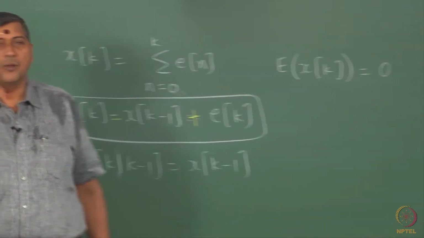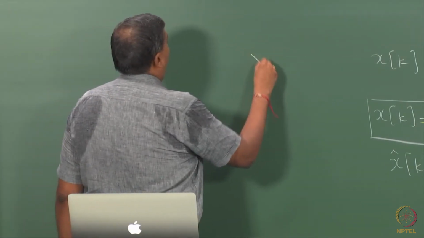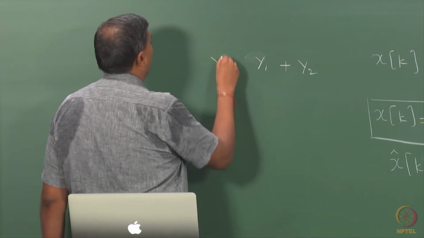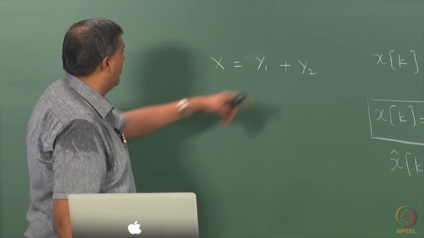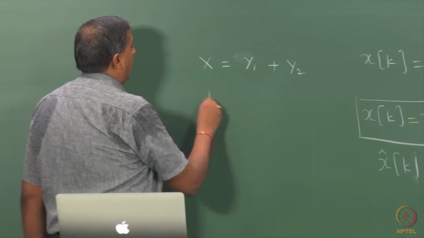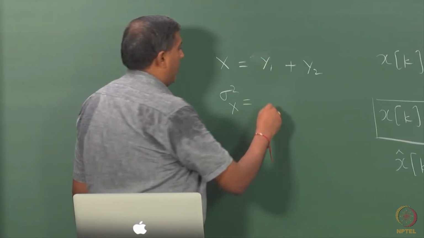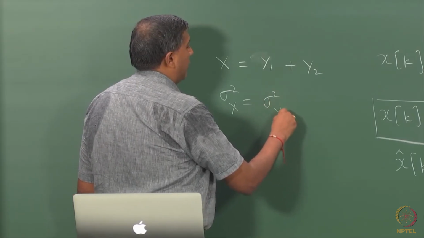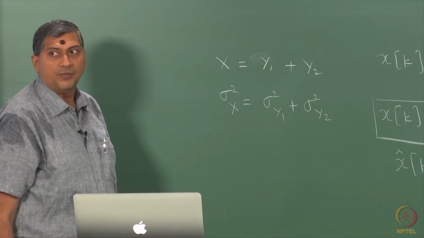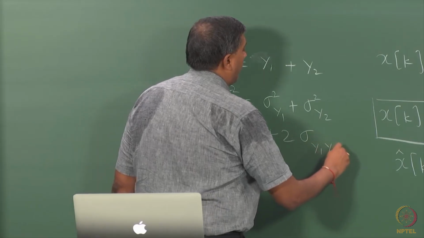Suppose I have, let's take a simple example. Suppose I have two variables y1 and y2, and x is essentially y1 plus y2. I add up the two variables y1 and y2 to produce x. What is the variance of x? Variance of y1 plus variance of y2 plus, why plus? So, sigma square y1 plus sigma square y2 plus 2 times, very good, 2 times covariance between y1 and y2.